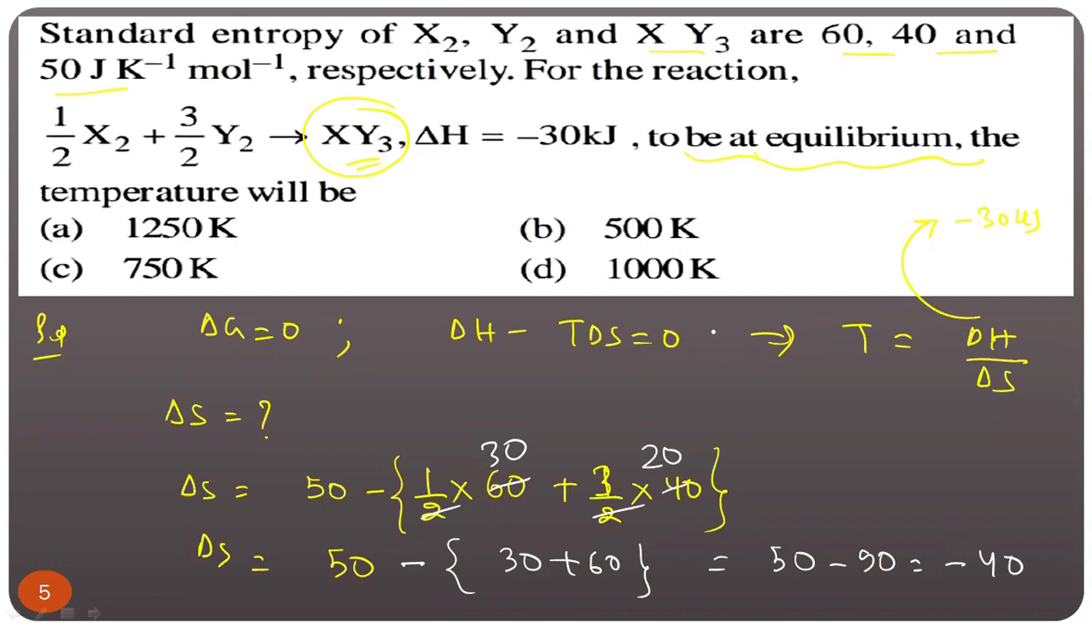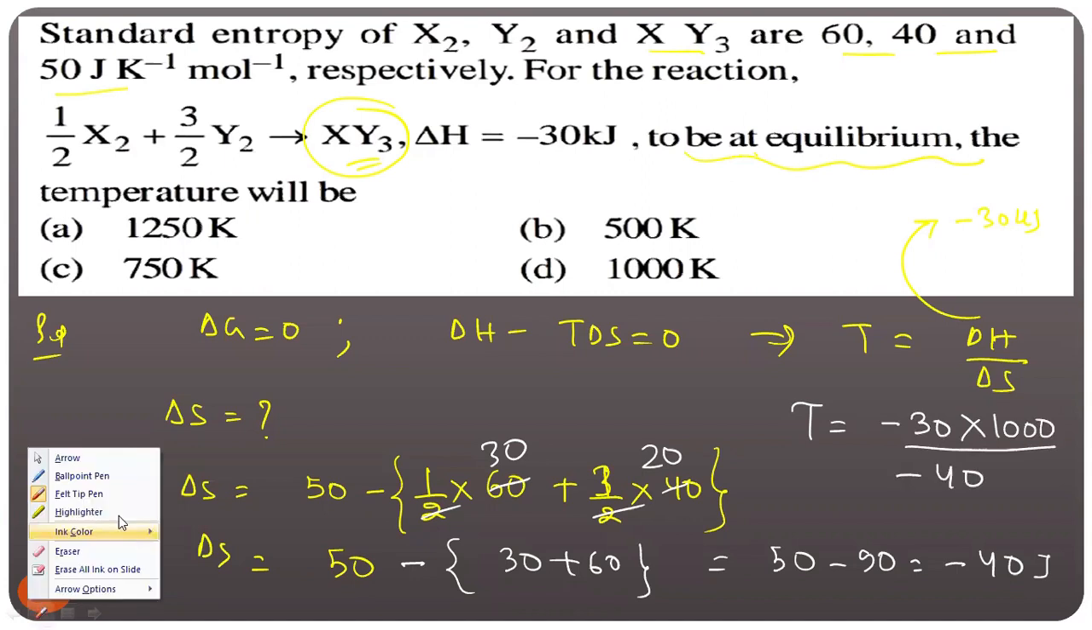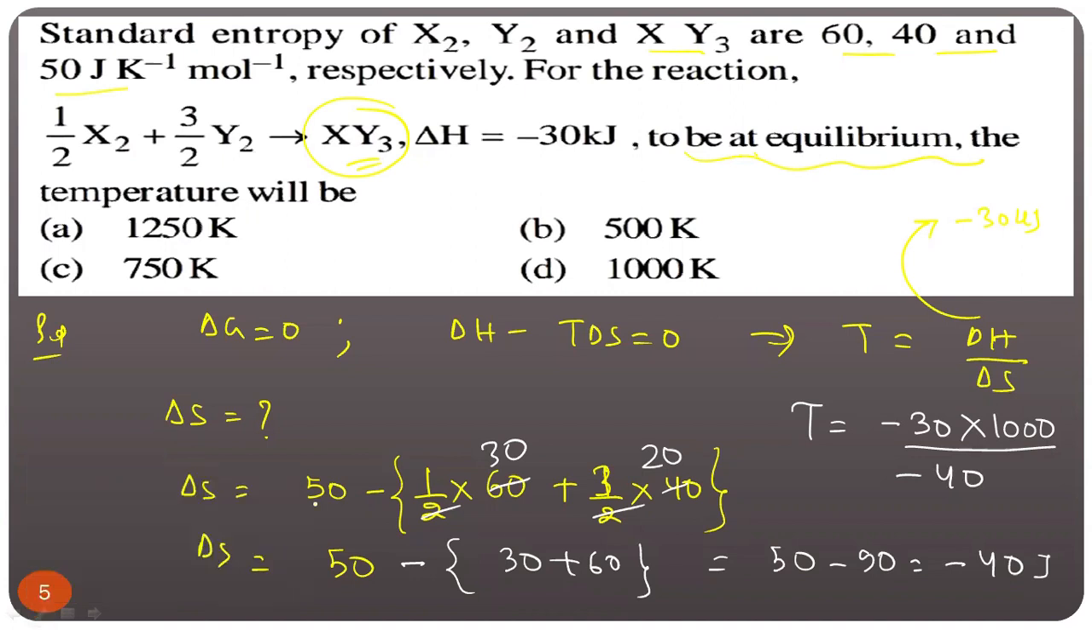Now delta S is in joule, but delta H is in kilojoule. So T is equal to, first kilojoule converted into joule, so multiply by 1000, now divided by minus 40. Is it clear? Understood by everyone? Yes. So you have to check the unit also. Now very simple. This minus cancels. This is 25 with 0 0 cancel.